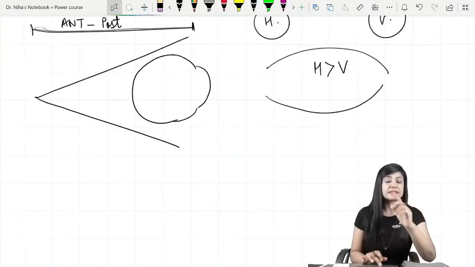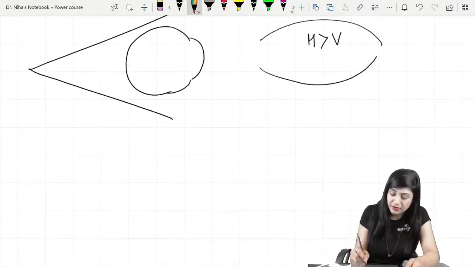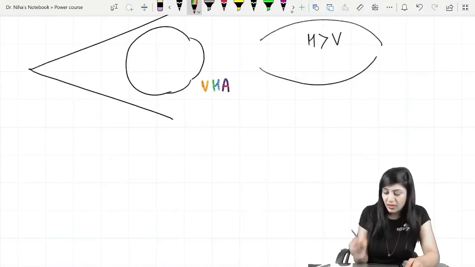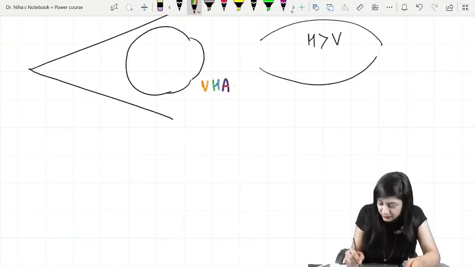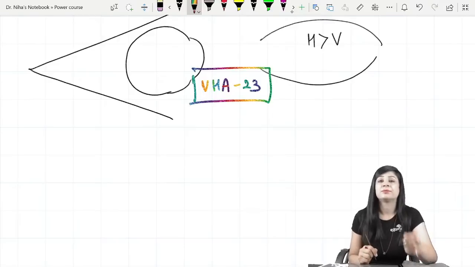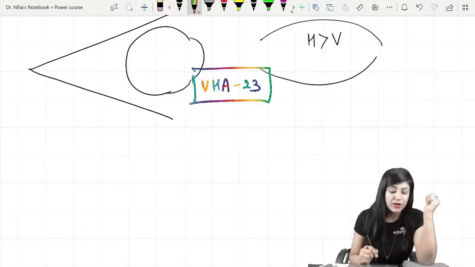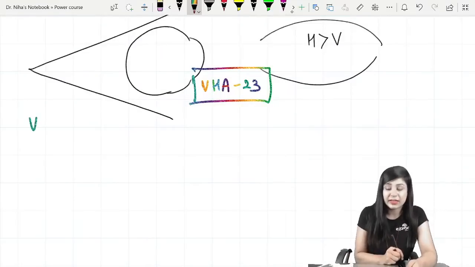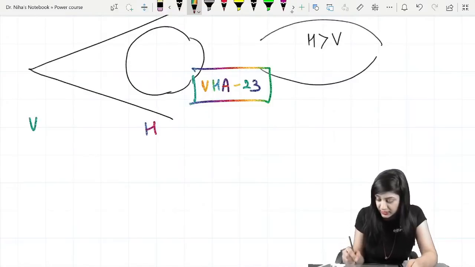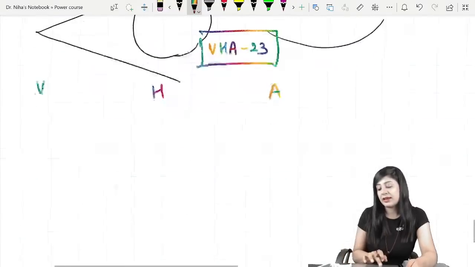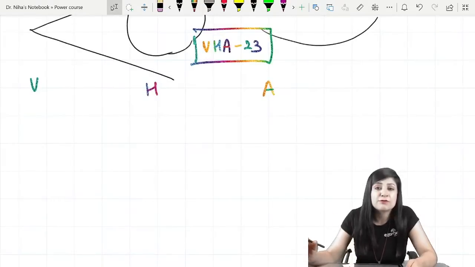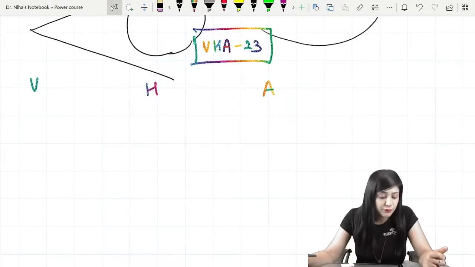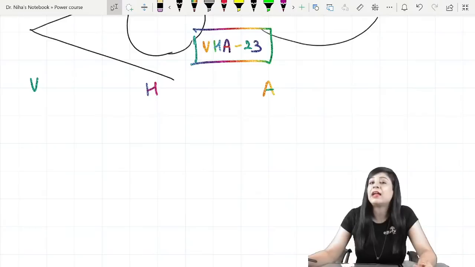So you can simply remember the mnemonic VA. And what is the year going on? 23. So remember the mnemonic VA 23. We have V for vertical, H for horizontal and A for anteroposterior.